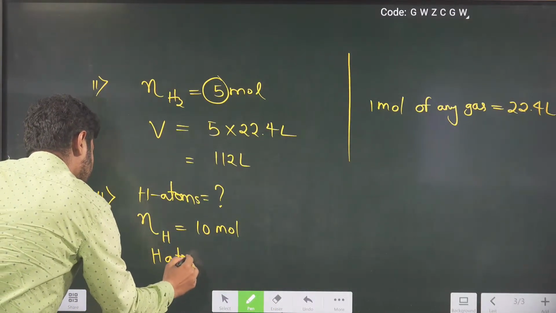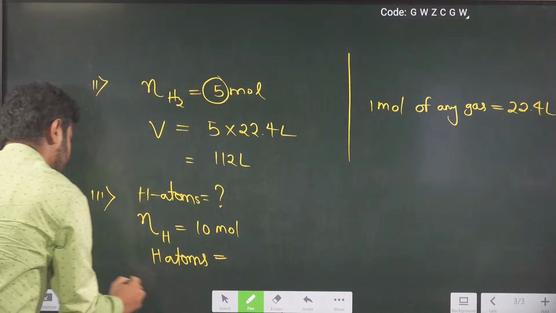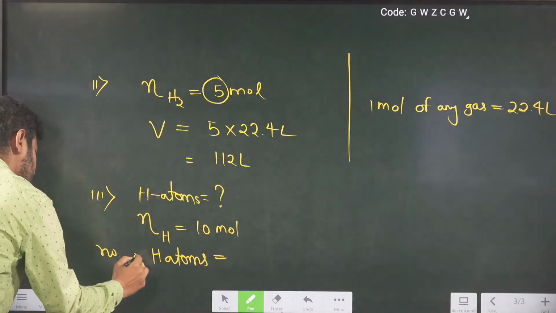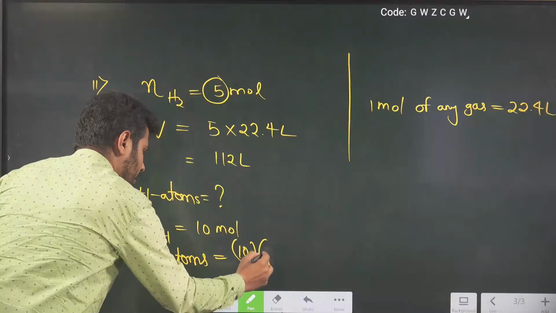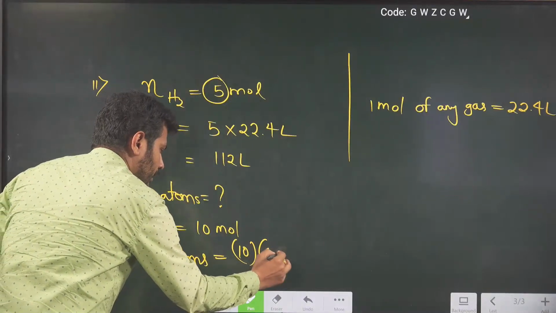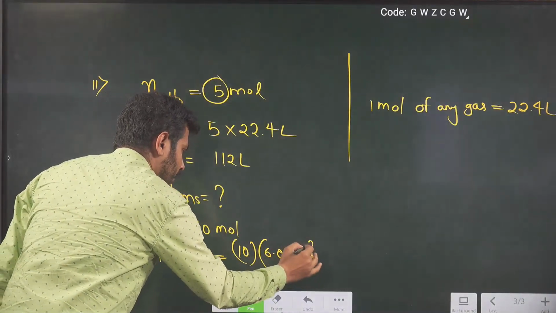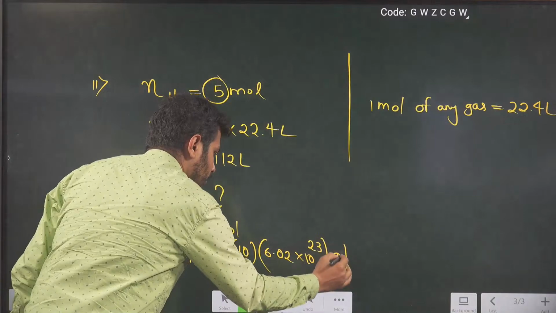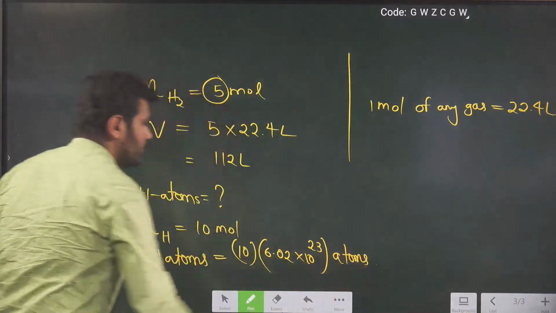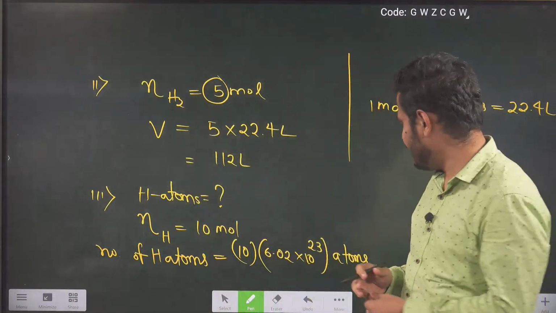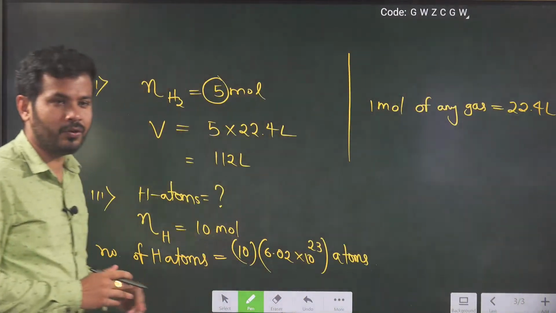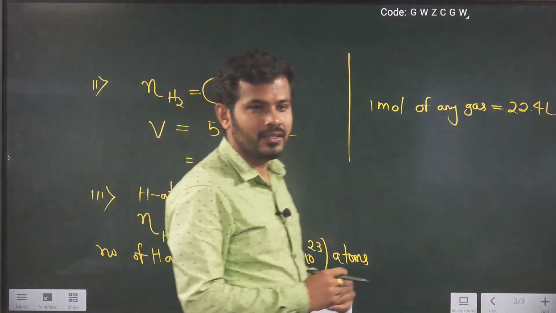Number of hydrogen atoms will be equal to 10 into 1 mole, which has 6.02 into 10 to the power of 23 atoms. So these many hydrogen atoms will be there with us. Is it clear, guys? Yes, it is 6.02 into 10 to the power of 24. That is the answer. Yes, very good.